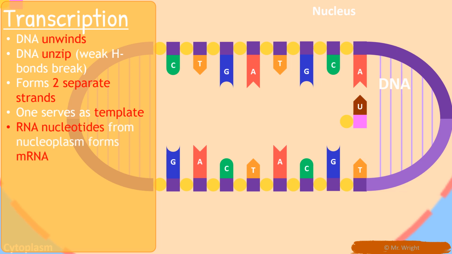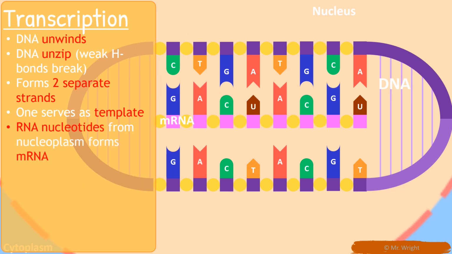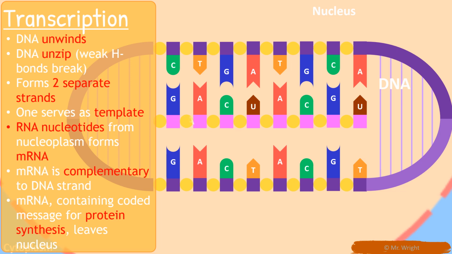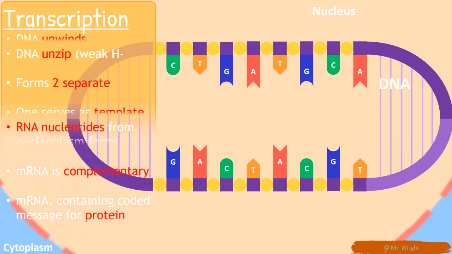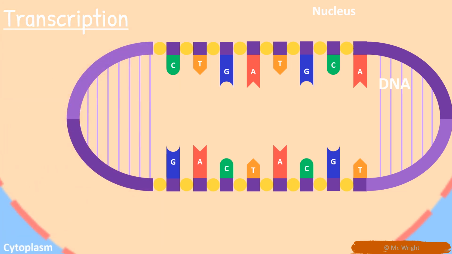Free nucleotides from the nucleoplasm will then start building the mRNA molecule on the template strand of the DNA. 3 consecutive bases on the mRNA are called a codon. The mRNA now contains the coded message for protein synthesis and can leave the nucleus via the nucleopores and enter the cytoplasm, where it can take that message to the ribosomes, where the building of the protein will take place.